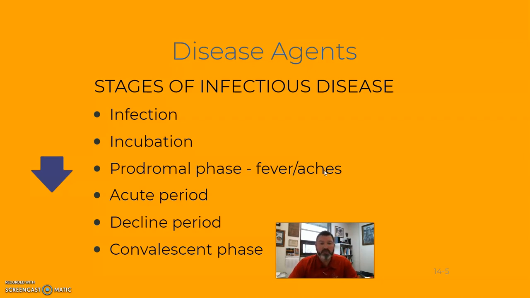Then there's what we call the prodromal phase, where there's fever, headaches, or some kind of clinical onset to the disease that starts to set in. Of course, then followed by an acute period, then some kind of period of decline where you're beginning to fight off the disease, and then a convalescent period where now you're building up immunity or antibodies or have a recovery phase.